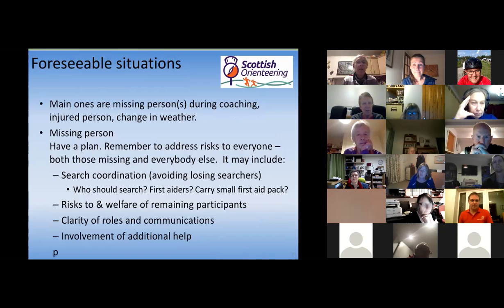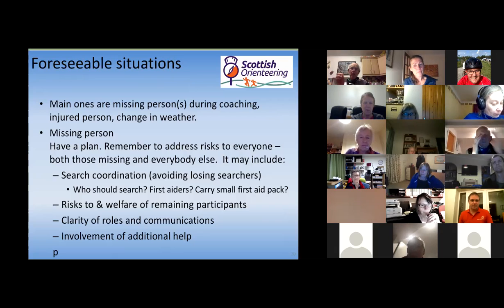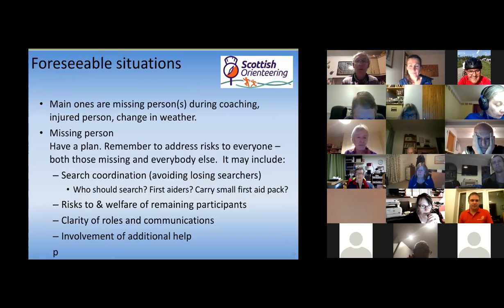Right. So let's move on then to foreseeable situations. The main foreseeable situation that requires a dynamic assessment is a missing person. It could be an injured person, a change in weather, but the most common likely one is a missing person. And it's already said that if it's foreseeable, you can have a plan. So if you're a coach, or particularly lead coach, it's a very good idea to have a plan for a missing person. You've got to address the risks for everyone.